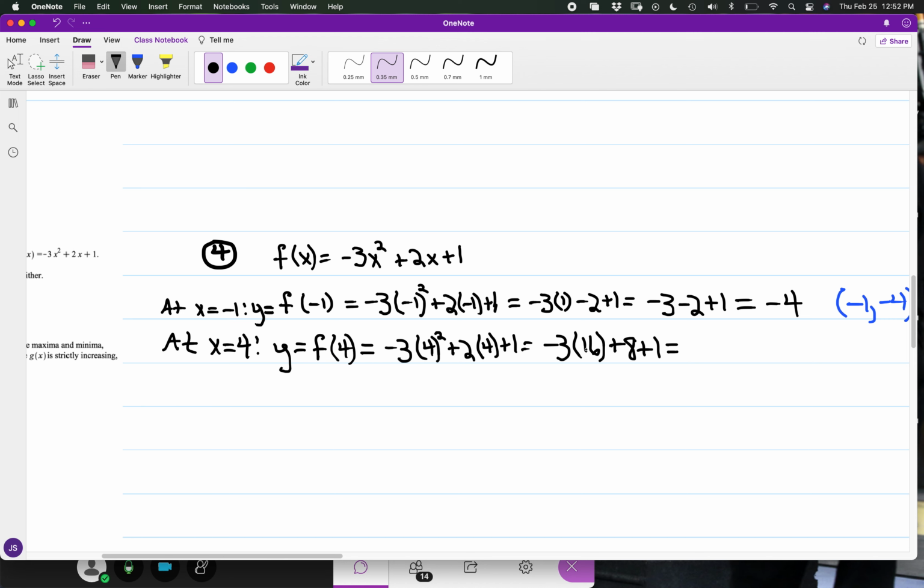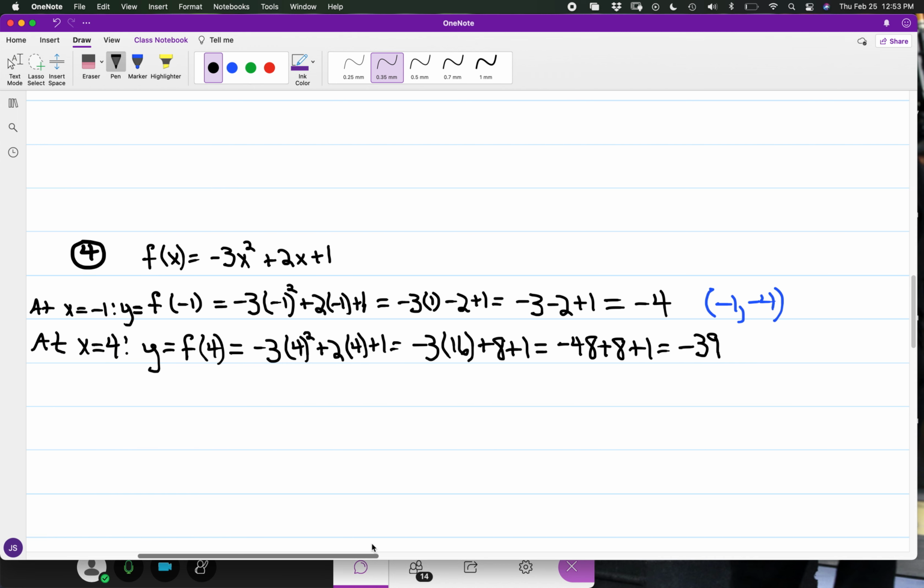And gathering, you have -48 plus 8 plus 1. So this will come out to -48 plus 8 is -40, plus 1. So this will be -39. And so for this particular ordered pair, we have x at 4.